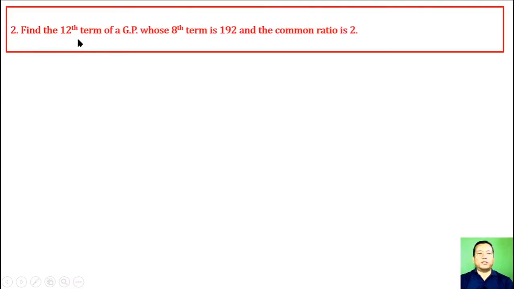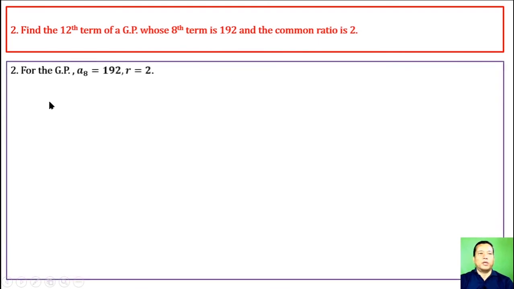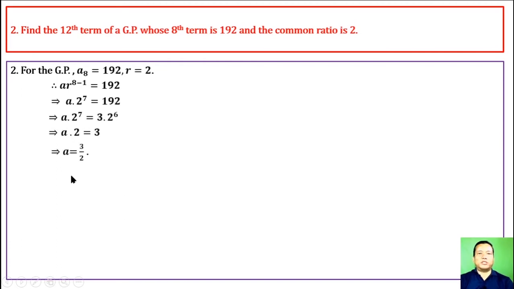Question 2. Find the 12th term of a GP whose 1st term is 192 and common ratio is 2. We have to find the 12th term of a GP whose 1st term is 192 and common ratio is given as 2. For the GP, a1 is equal to 192, r is 2. Therefore, we have a times r to the power 1 minus 1 equal to 192. a remains unchanged, r is equal to 2. We get a equal to 3 by 2, which is the first term.